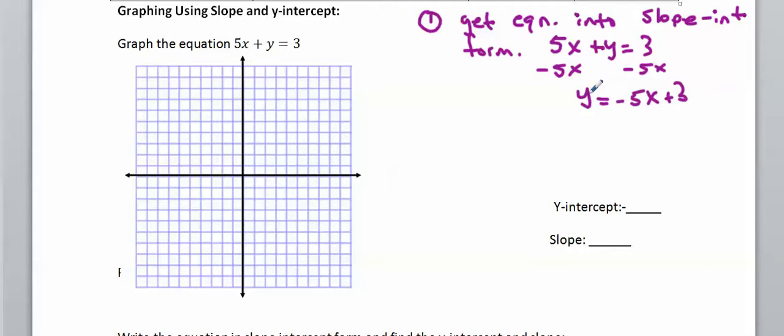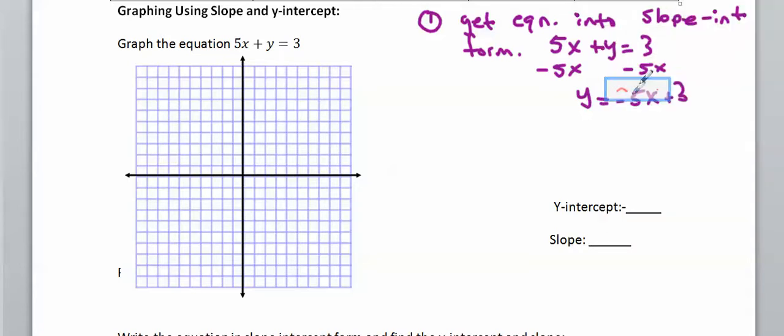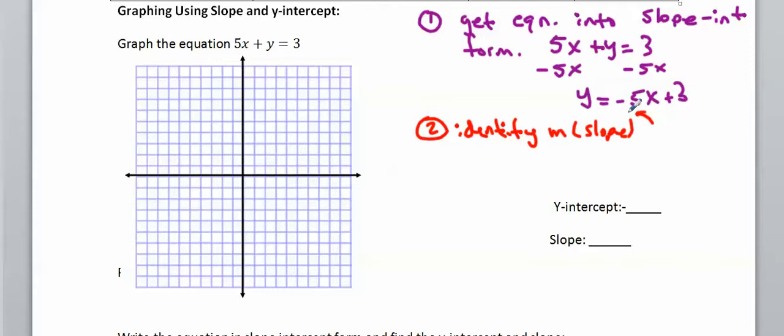Okay, now the y is by itself, so now I have to identify my slope. So next thing is identify slope, or m. Okay, so it's the number in front of the x, so my slope m is negative 5. I'm going to go ahead and write that as negative 5 over 1 to remind myself that slope is technically rise over run, right?